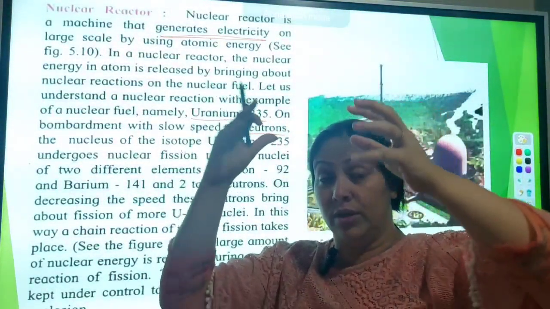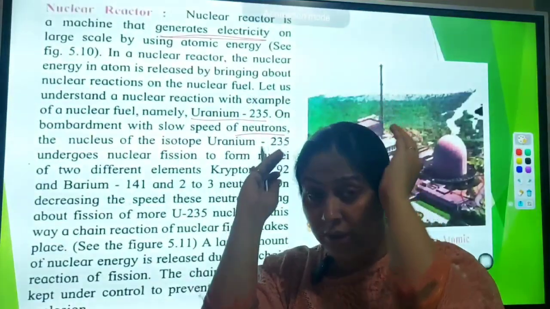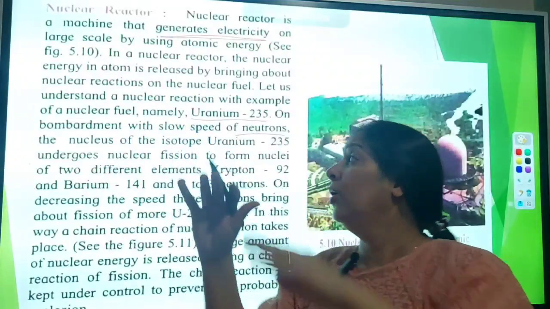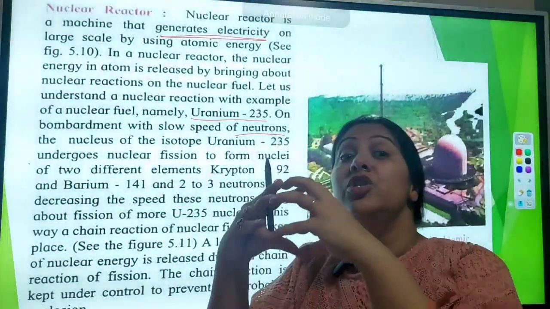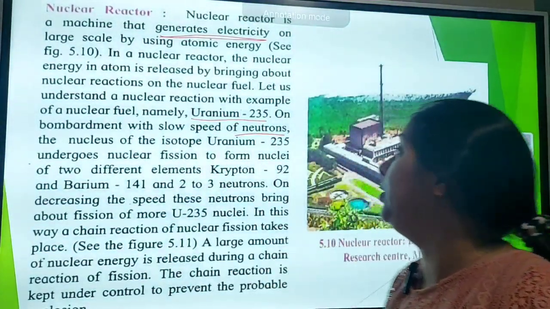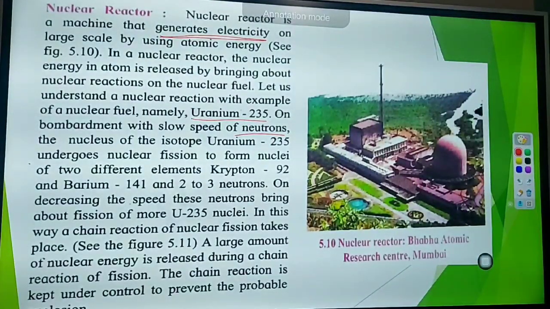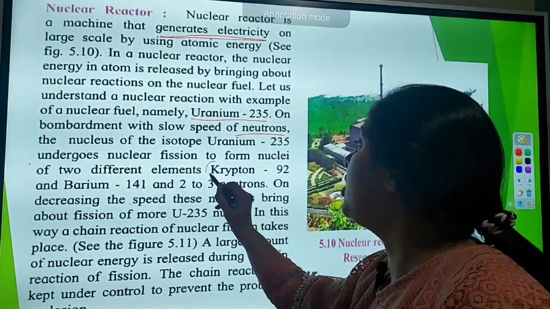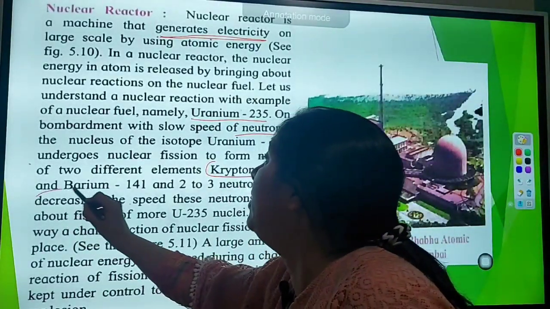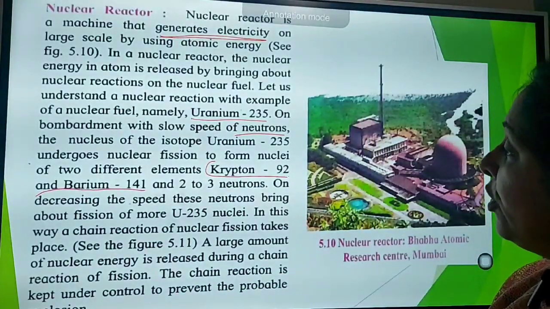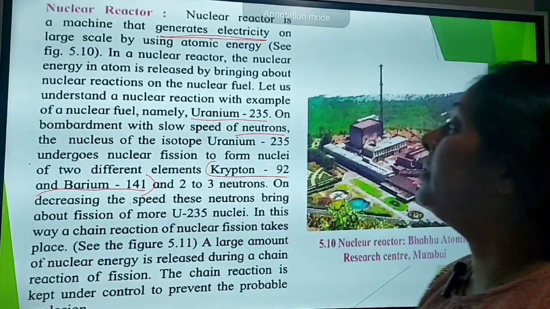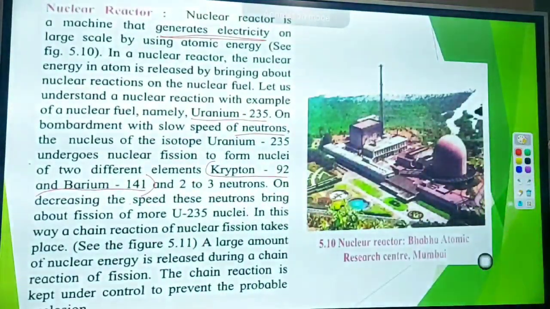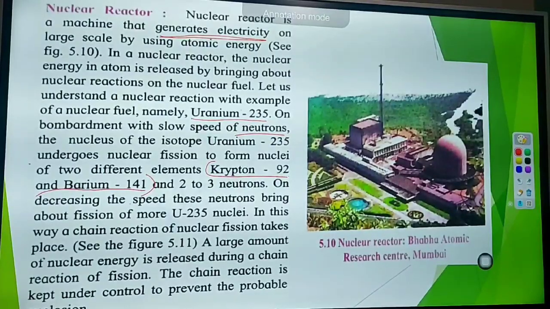So जब न्यूक्लियस के ऊपर यूरेनियम 235 के न्यूट्रॉन्स बम्बार्ड किए जाते हैं, उसका क्या होता है? It undergoes nuclear fission, वो टूट जाता है उसका न्यूक्लियस, to form nuclei of two different elements. तो वो टूटता है और यूरेनियम क्या बन जाता है? क्रिप्टॉन 92 एंड बेरियम 141. ये कैसे बनते हैं? यूरेनियम 235 undergoes a fission, breakage, and releases 2 to 3 neutrons.